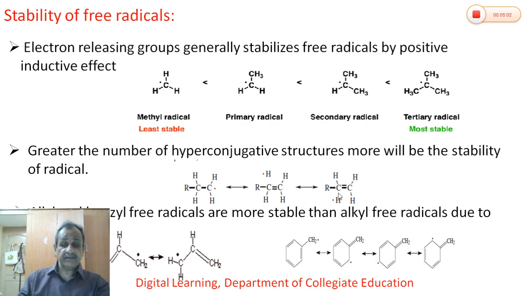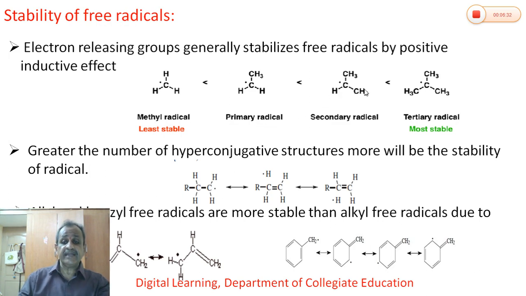So here between this carbon and hydrogen, no bond. So this is another structure. We can write different hyperconjugative structures. As the number of hyperconjugative structures increases, stability also increases. In the case of a primary free radical, there are 3 hydrogen atoms attached to carbon. Therefore, we can write 3 hyperconjugative structures for a primary free radical.